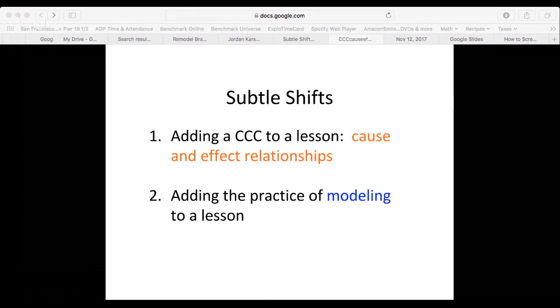This is an example of a subtle shift in response to how a lesson went. The shift was to add a mini lesson on the cross-cutting concept of cause and effect, and to apply this thinking to helping students analyze data. This particular lesson actually had two shifts. Today we're going to focus on the cross-cutting concept shift, but the lesson also included adding the practice of modeling, which we will discuss in a separate video.